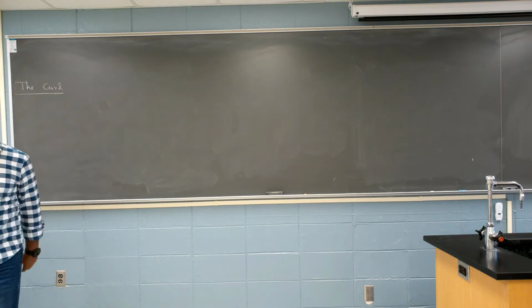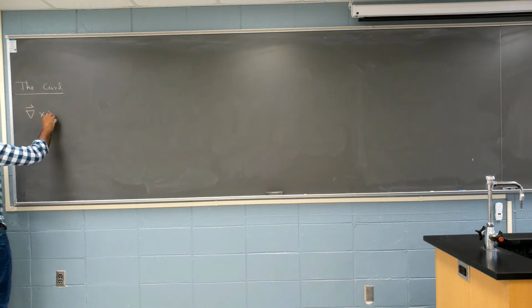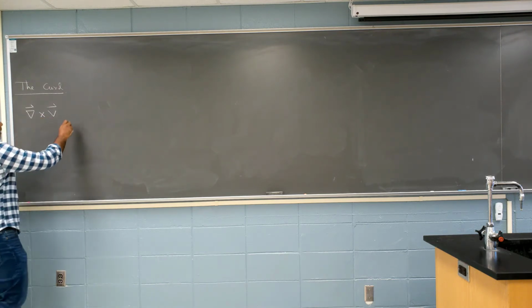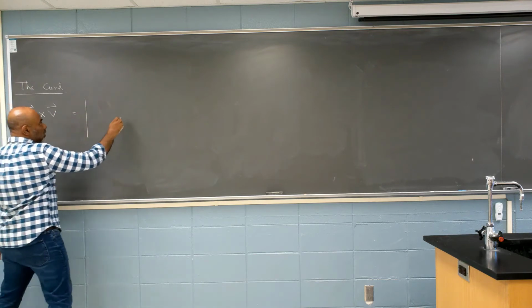This is the only way I curl. Denoted like so, it's a cross product. It's the gradient crossed with the vector field. So it's a cross product.